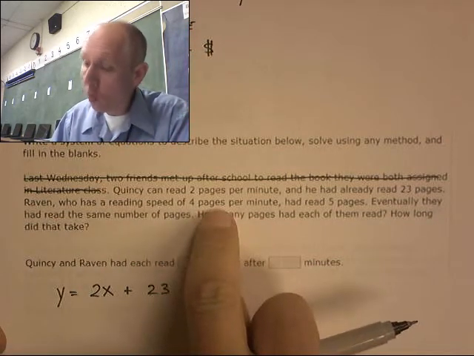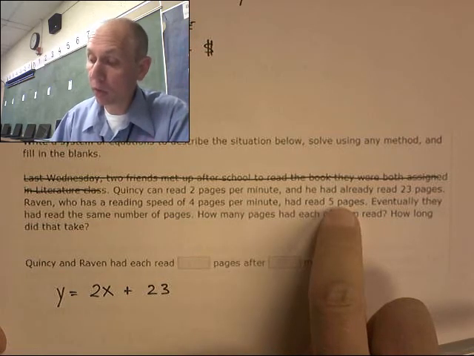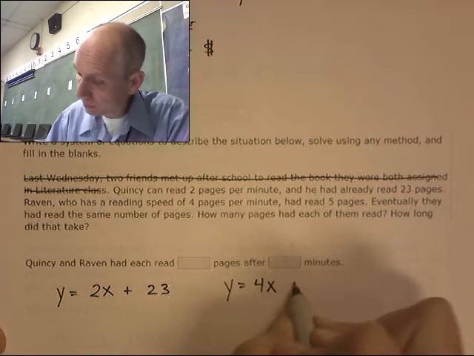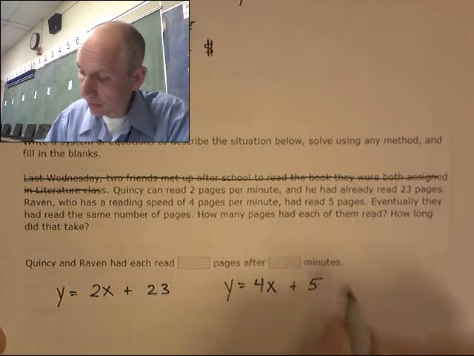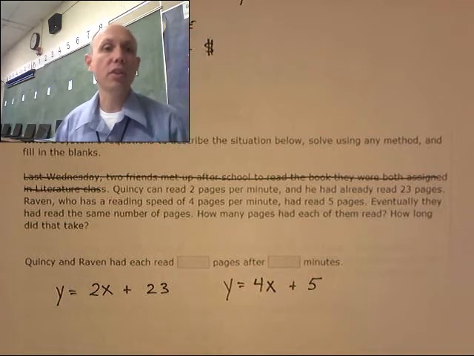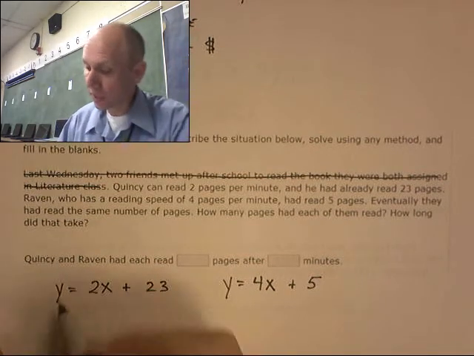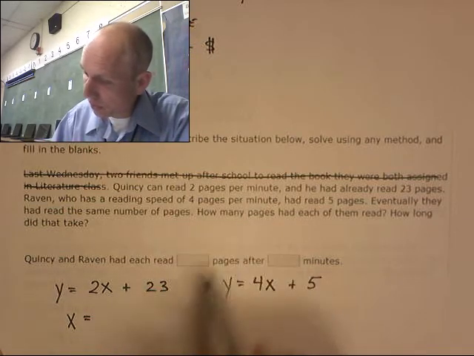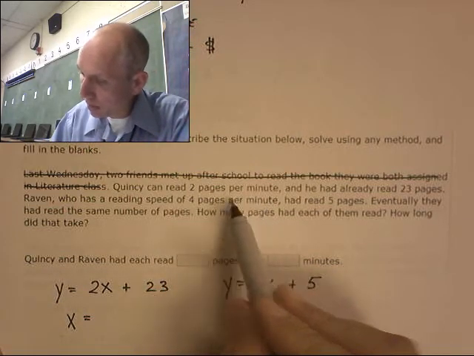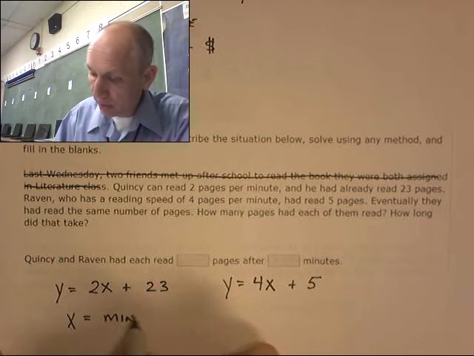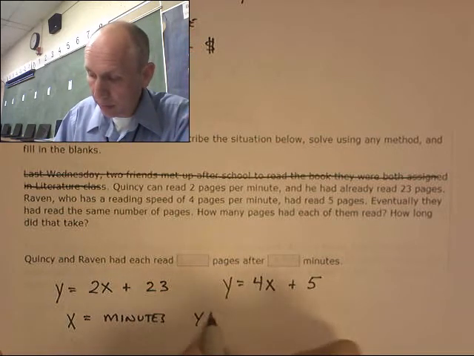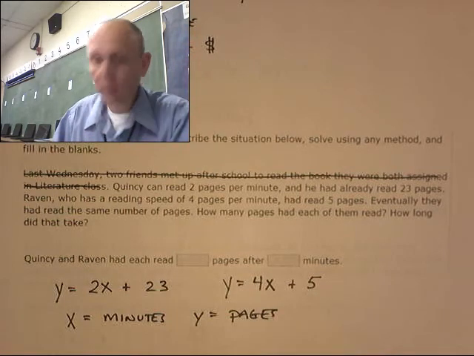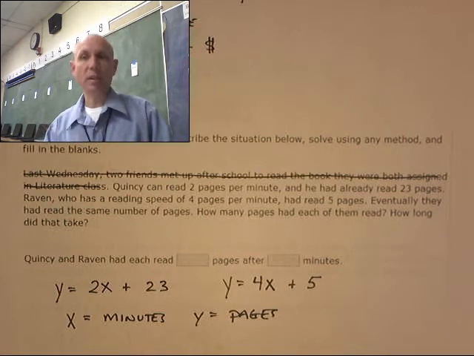Original and change. Let's see. Raven, 4 pages per minute, and has already read 5 pages. Y equals 4x plus 5. There's your system. What do the different things mean? X equals minutes. Y equals pages. And that is a system that you can solve.